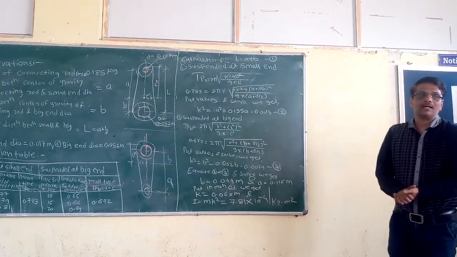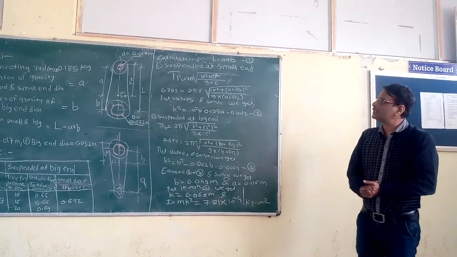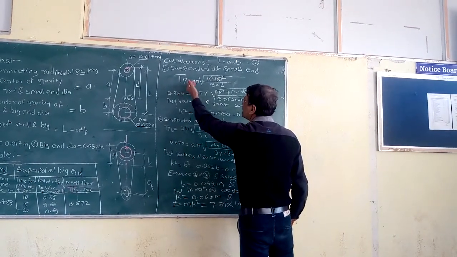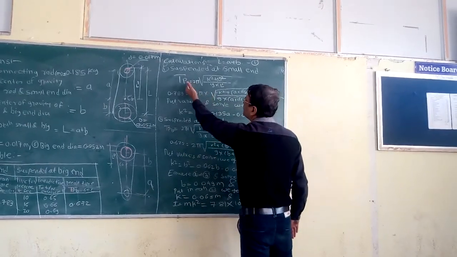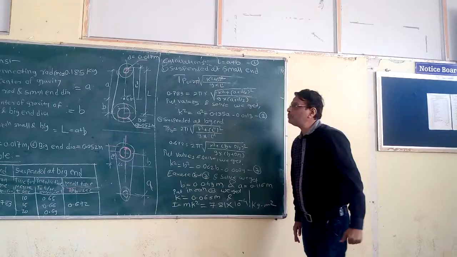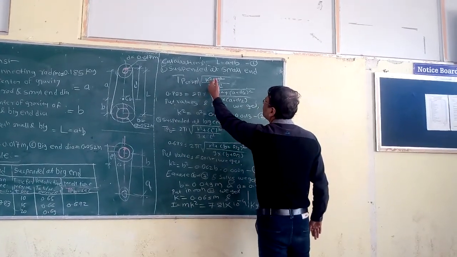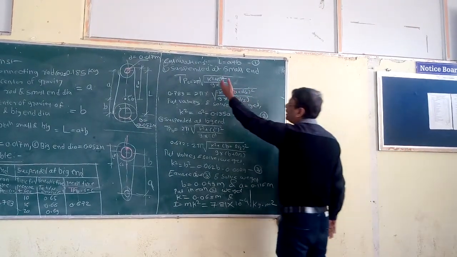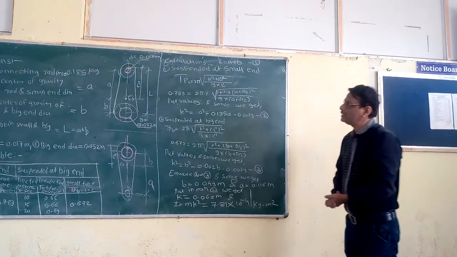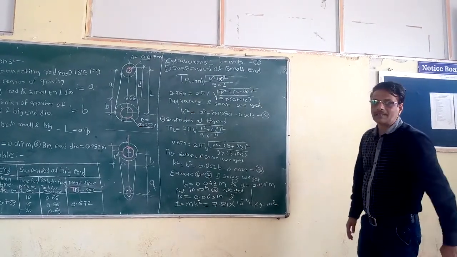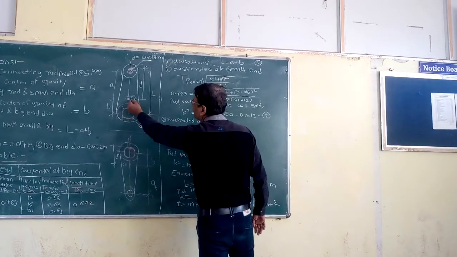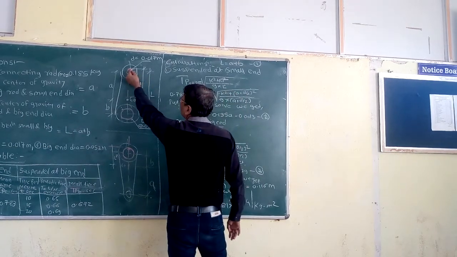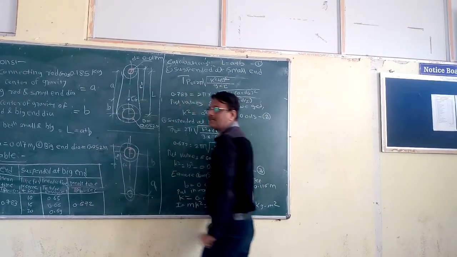What is TPS? It is the time period which is considered by suspending the connecting rod from the small end. It is equal to 2 pi under root of (k square plus l dash square) divided by (g into l dash). What is the distance l dash? L dash is the distance between the CG and the suspension point at the small end. This is the suspension point at the small end. So this distance is considered as l dash.